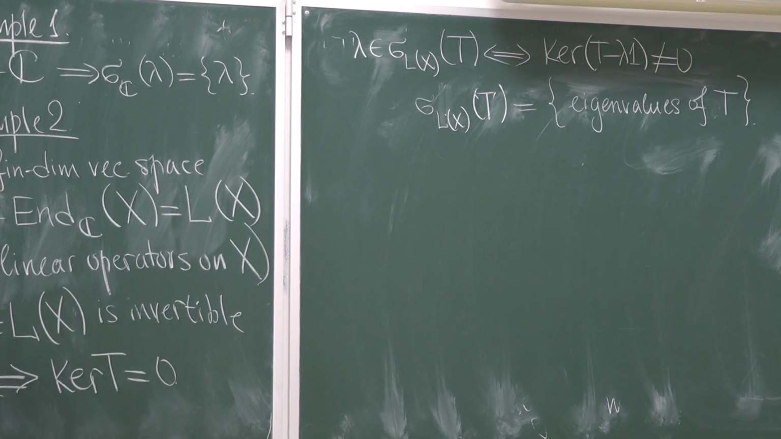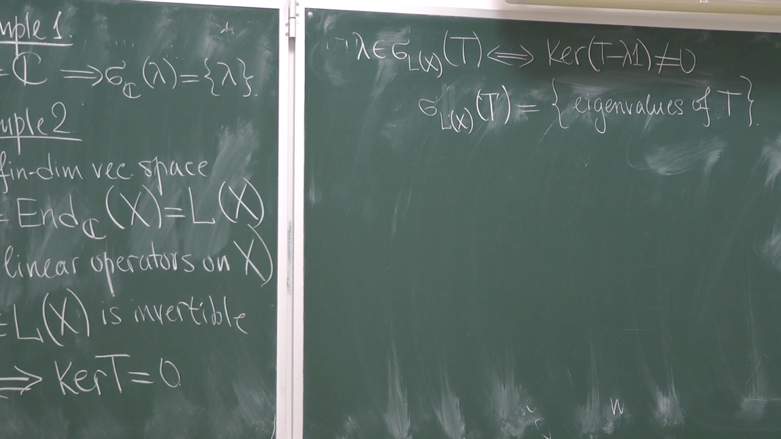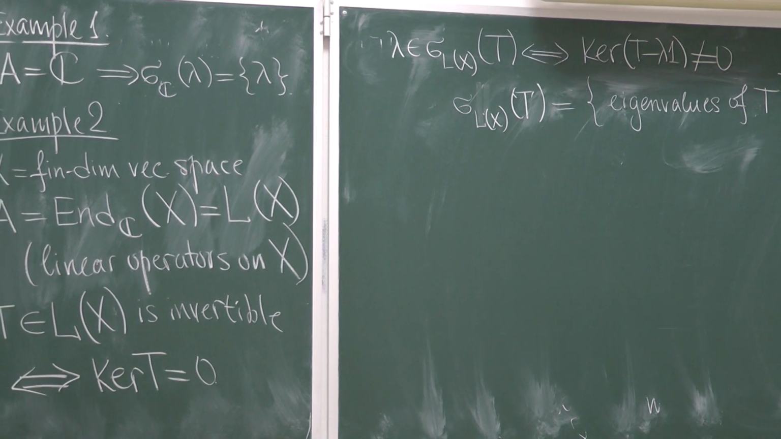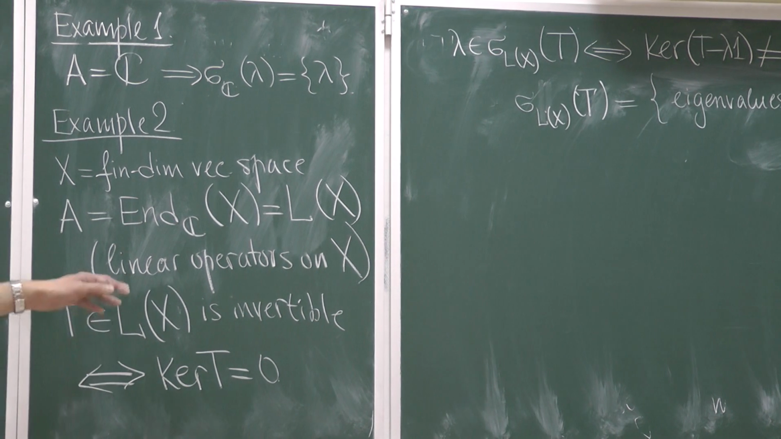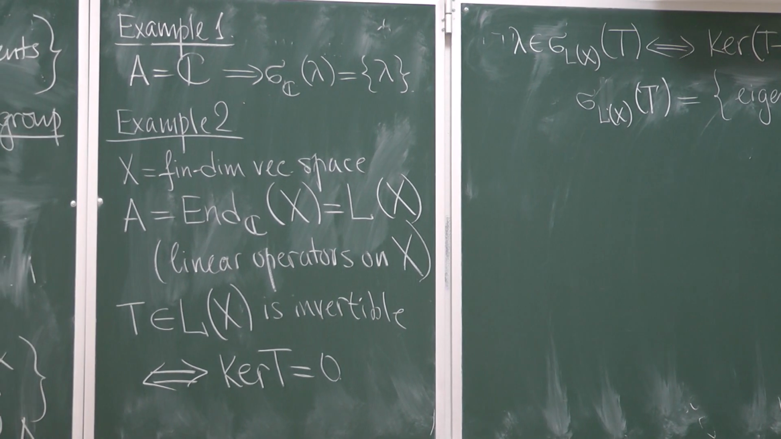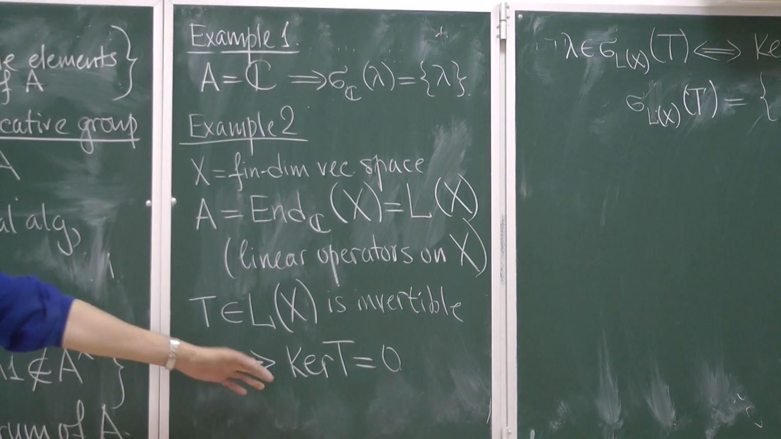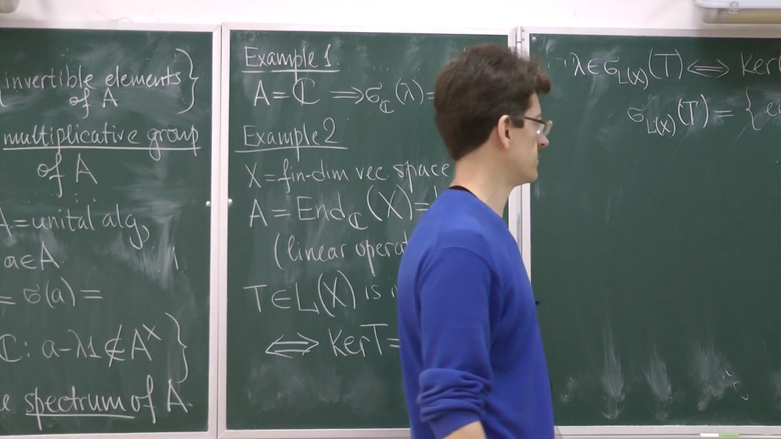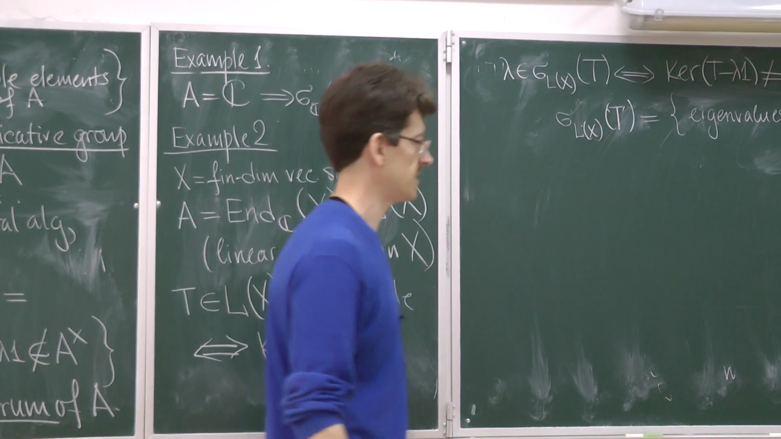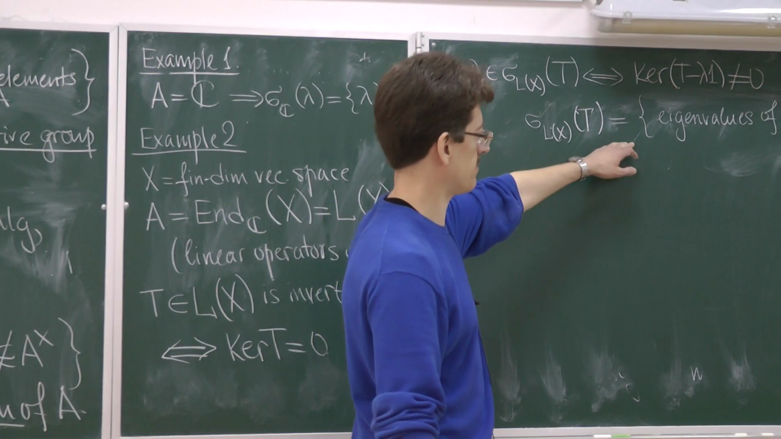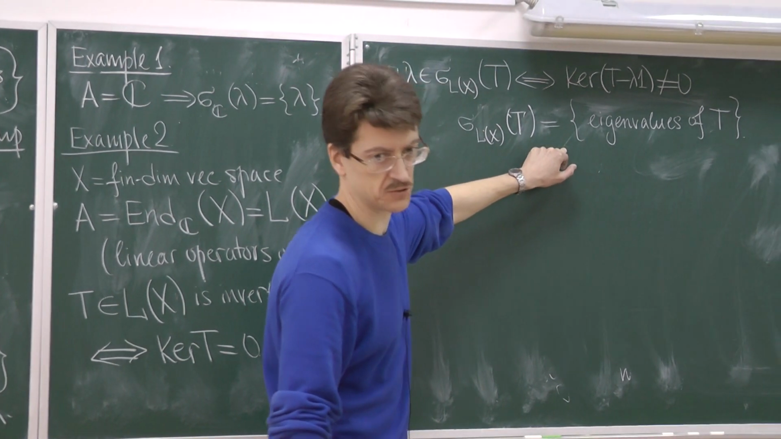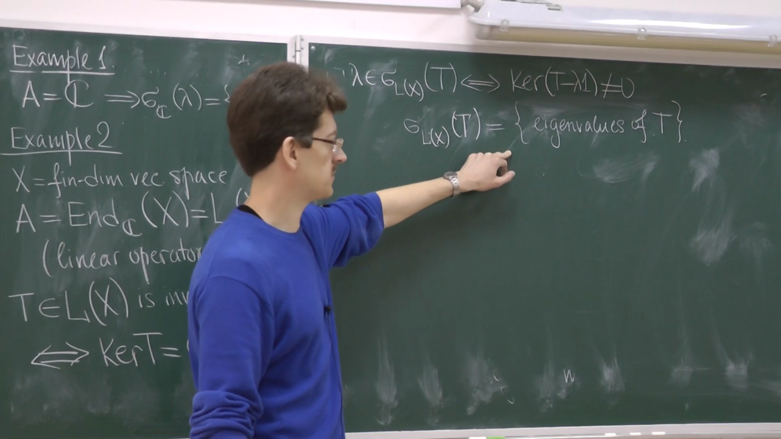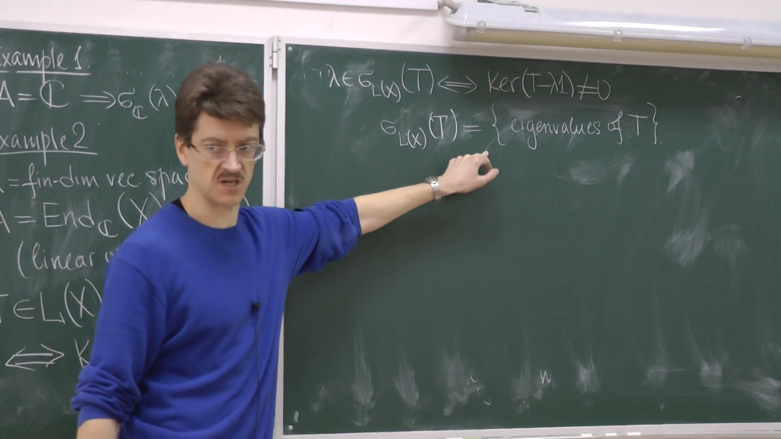But of course, the assumption that X is finite dimensional is essential here. In general, if an operator is invertible, then of course the kernel is trivial. But the converse, in general, is not true. So as a result, for any linear operator on any vector space, the eigenvalues are in the spectrum. But in general, the spectrum can be much bigger than the set of all eigenvalues.